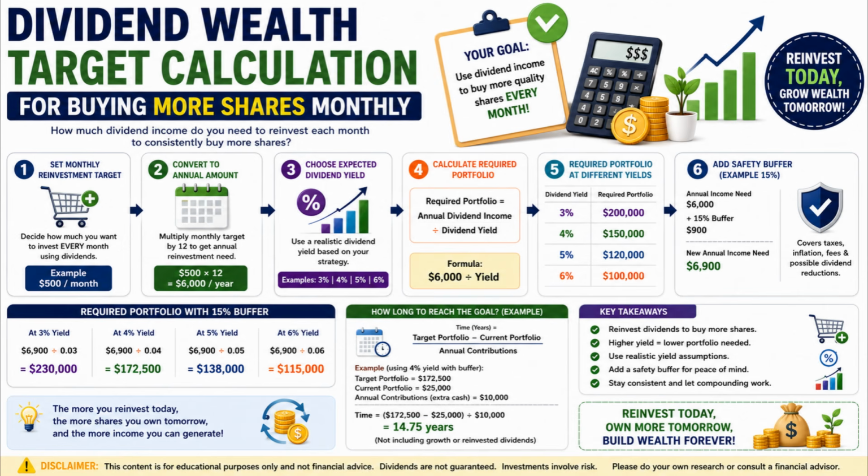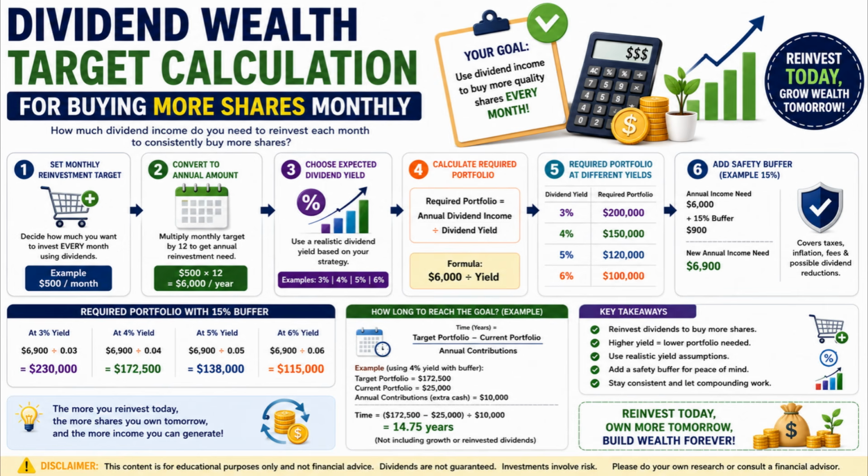However, it is also smart to add a safety buffer. This helps account for taxes, inflation, fees, and possible dividend reductions. In the example, a 15% buffer is used. That means the $6,000 annual income need increases by $900, bringing the new annual target to $6,900. With that buffer included, the required portfolio becomes a little larger. At a 3% yield, $6,900 divided by 0.03 equals $230,000.